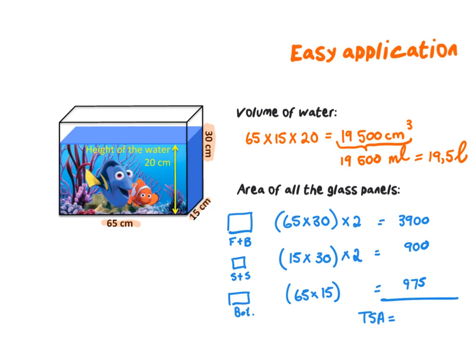So let's quickly type that in on our calculator, and we get 5,775 centimeters squared, because remember total surface area is 2D because it's the flat glass panels. And that's the area of the 5 glass panels.